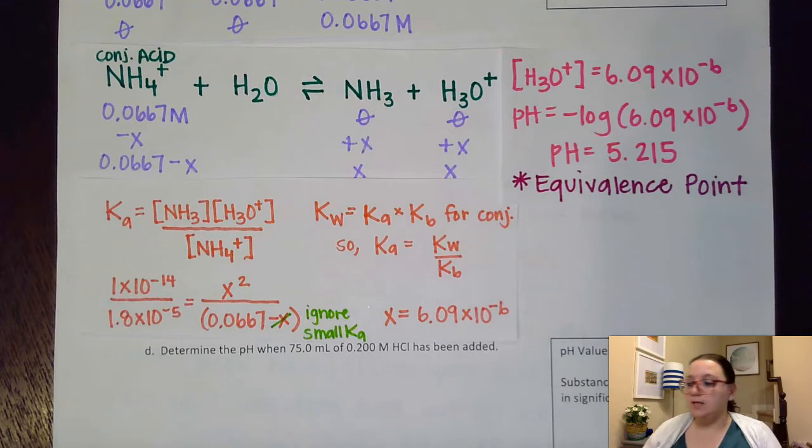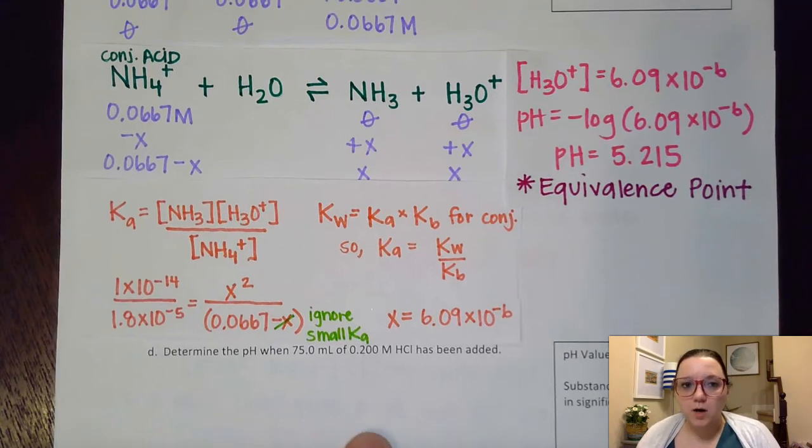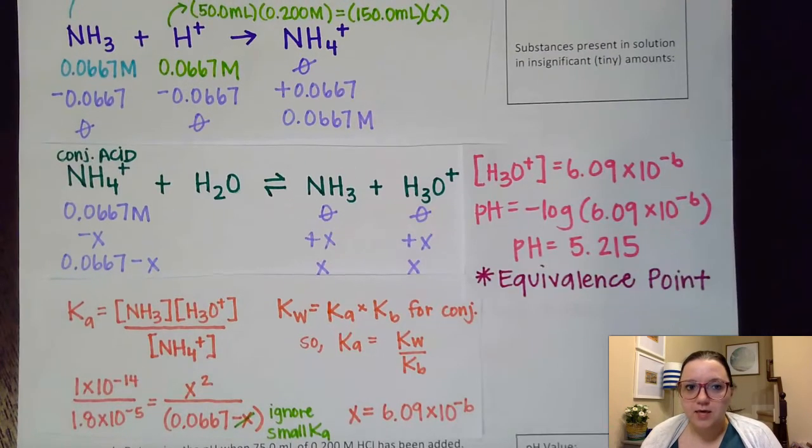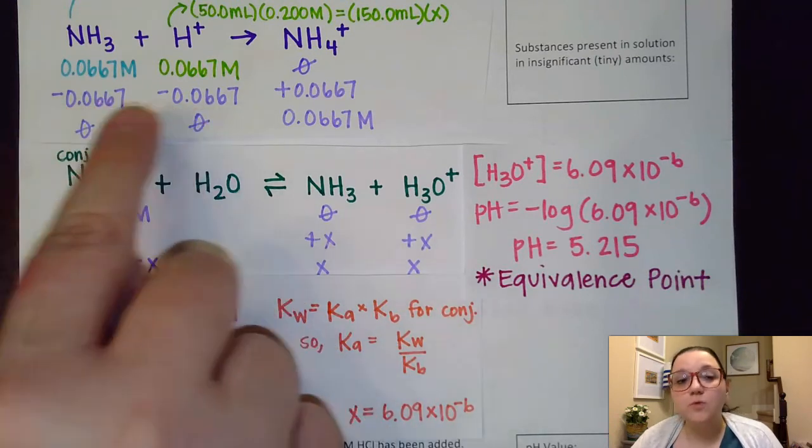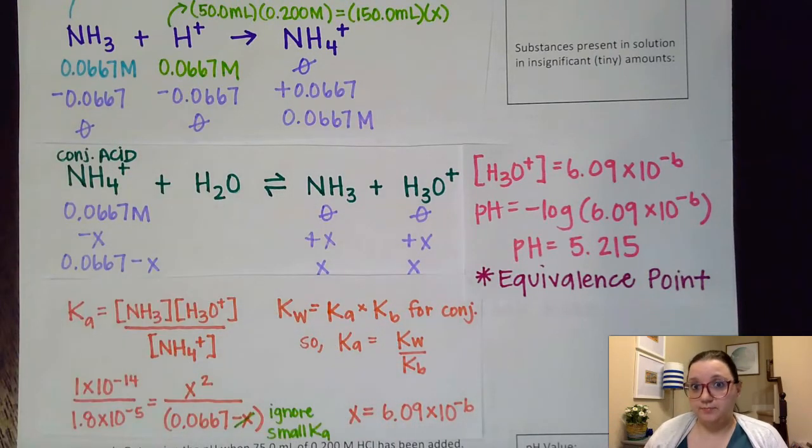Now, we did say this is the equivalence point. And again, the way we knew it was at the equivalence point is 2 ways. Number 1, I saw that the 2 reactants got totally used up. That was way number 1.